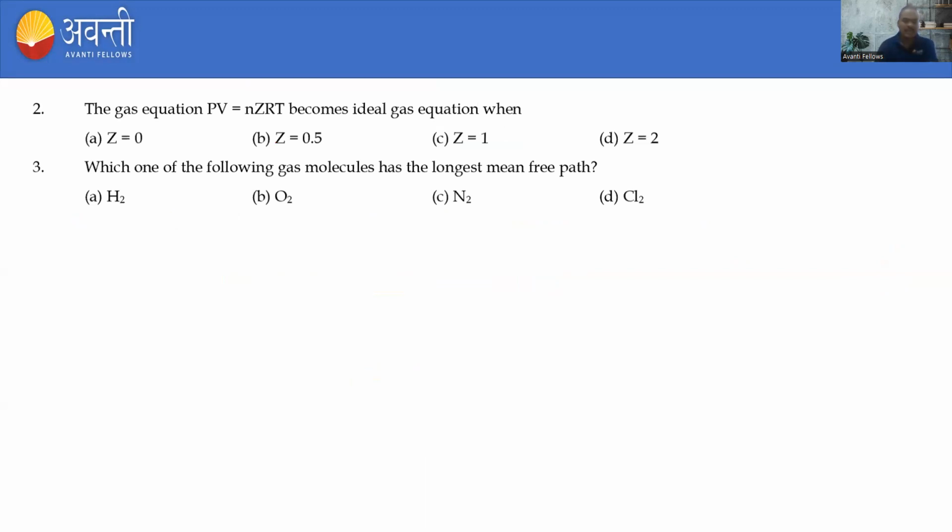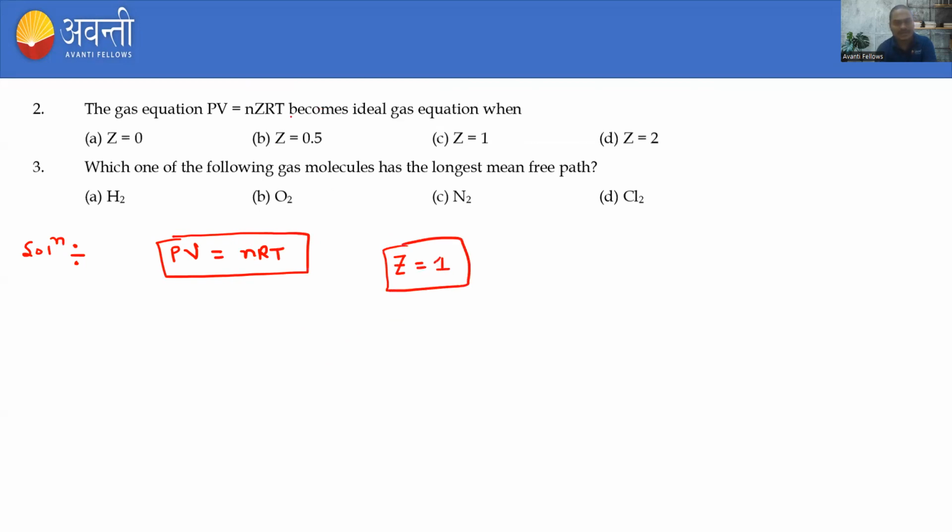The next question is: the gas equation PV is equal to nZRT becomes an ideal gas equation when Z is equal to what? You have to calculate when this becomes the ideal gas equation. This is also a very simple question. We all know what the ideal gas equation is: PV is equal to nRT. So when Z is equal to 1, PV becomes nRT and this becomes ideal.